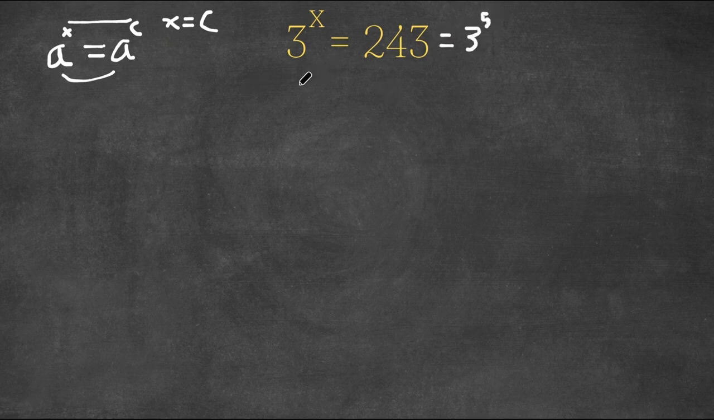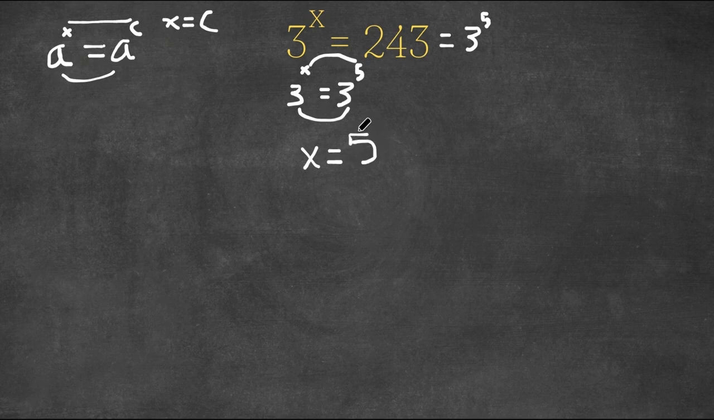So what we're going to do is write 3 to the power of x equals 3 to the power of 5, because 243 is 3 to the power of 5. Now our bases are the same, so we know that our exponents here, x and 5, are the same as well. So now we could simply make these two equal each other. So x equals 5. And this is our answer. It's as simple as that.